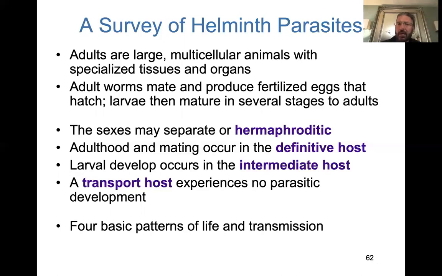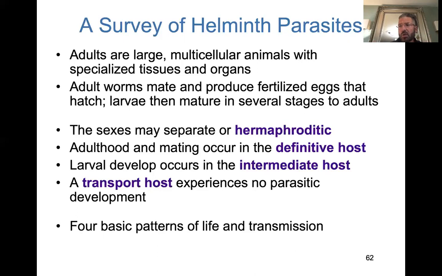So the sexes may be separate, all right, or hermaphroditic. So they can either be male and female, or they can be both. Right? Adulthood and mating occur in the definitive host. So remember, if we're the definitive host, definitive is the end stage host, where they're traveling around. They want to be in the definitive host because they can reproduce in there, give off offspring, and that's how they have survival of their species.